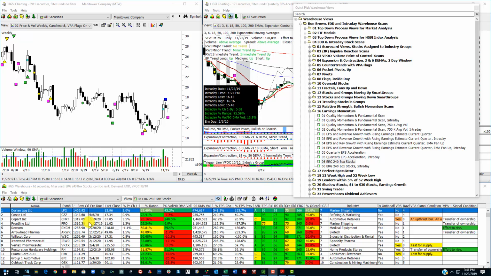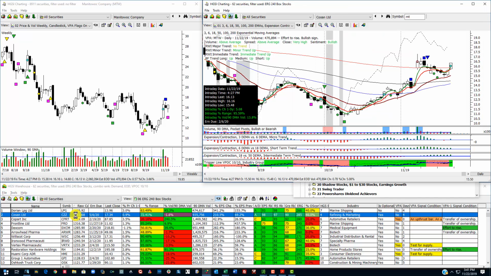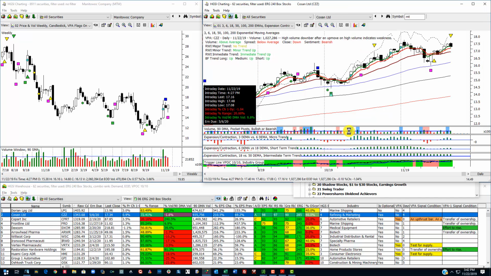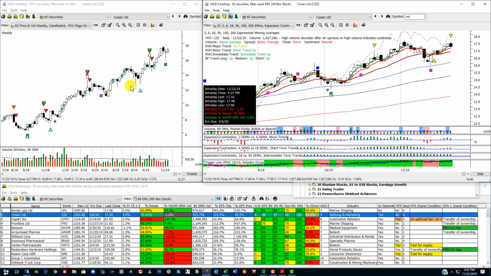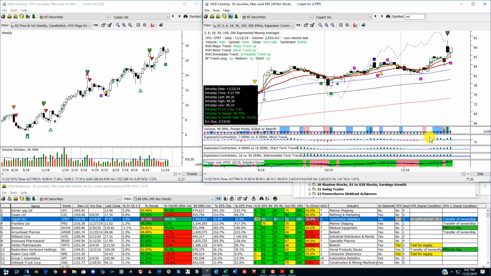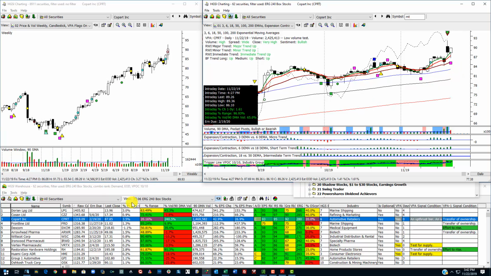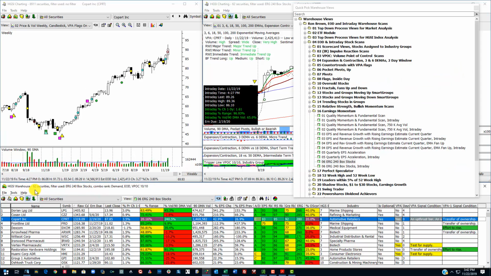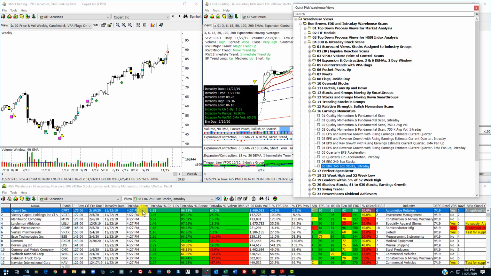There's Dorian again. Here's Kosan, which has been good recently. Look at the nice weekly chart here. And here's the daily chart. Fan is in place. Copart. This only allows 62 securities through all securities, so that is a small group. If I go to intraday, you can see which ones moved today.